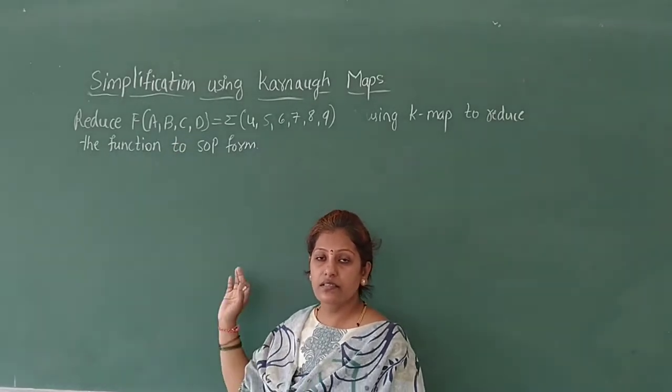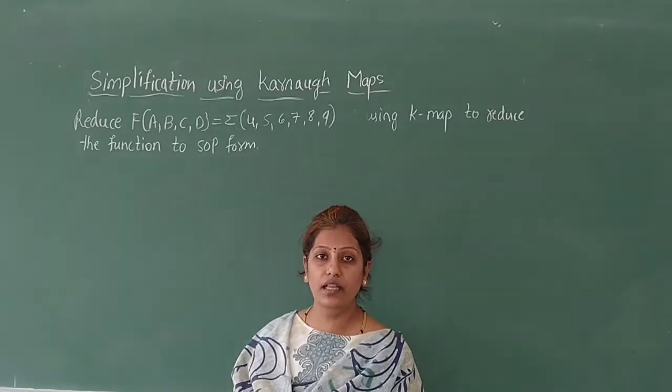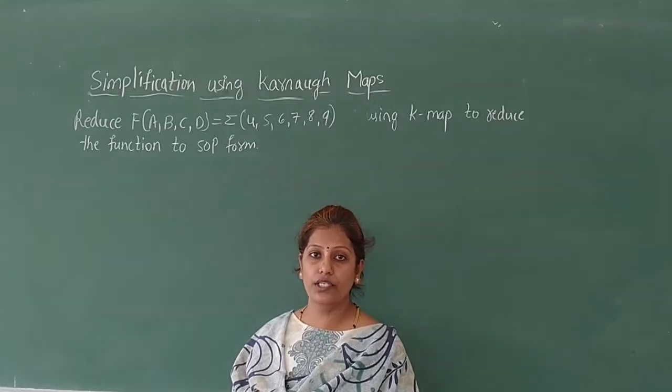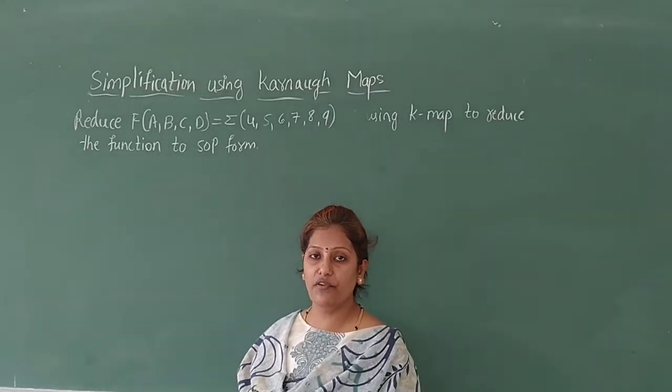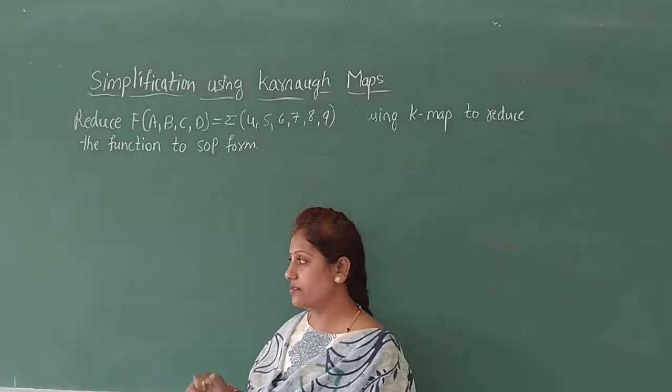Then draw the 4 variable K-map, and it creates a total of 16 squares because 2 raised to 4 is 16. Therefore, it creates 16 squares.